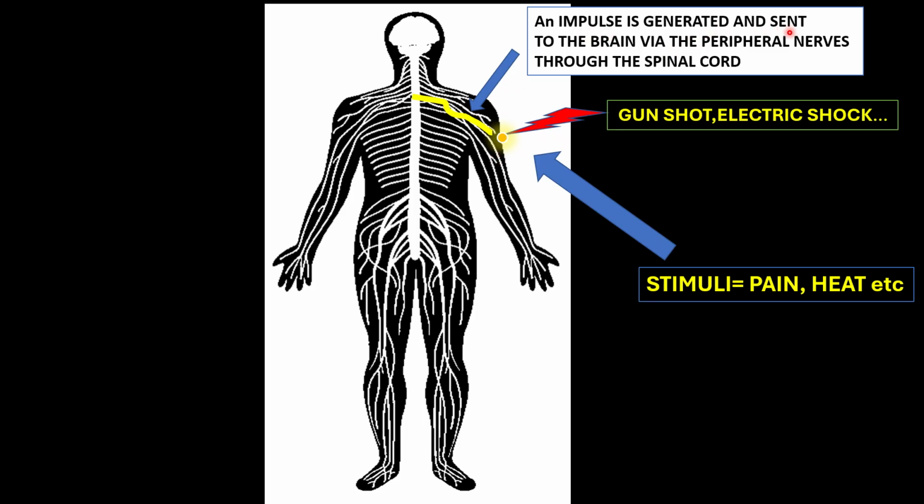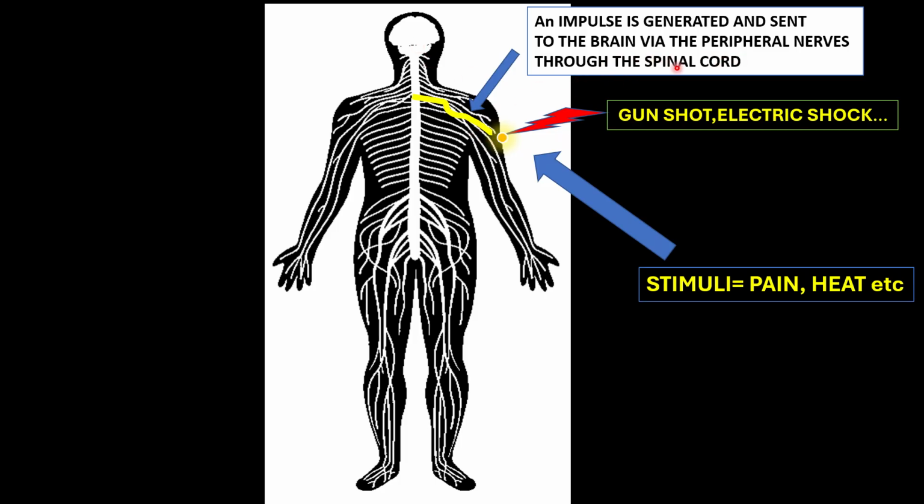An impulse is generated, and then it is sent to the brain via the peripheral nerves to the spinal cord. So the skin, which is one of the sense organs, will now pick up the impact from the gunshot or the electric shock, and then it will convert it into an impulse. You call it pain, but the brain doesn't call it pain immediately. It will first depend on the information from the skin, because the skin is what covers the body. If the skin is torn, then the skin will convert that situation into an impulse. So that's why he stated that an impulse is generated, and then it is now sent to the brain.